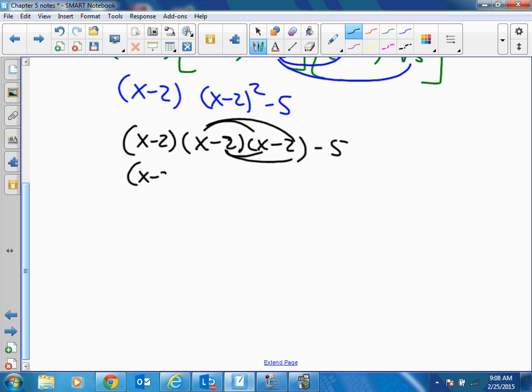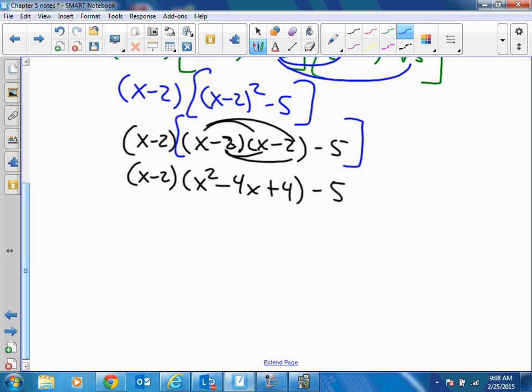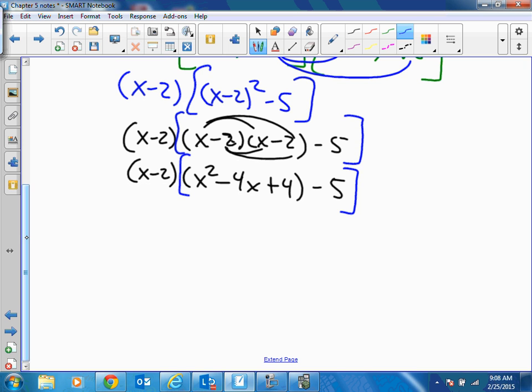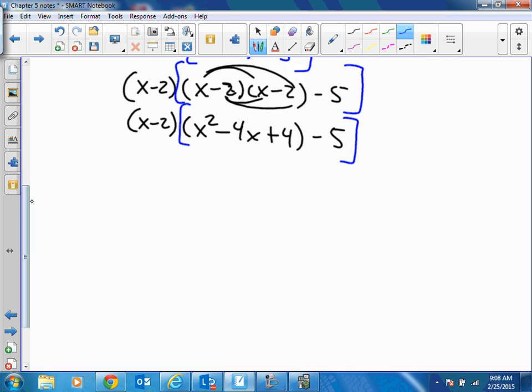So that would be, before that, we get x minus 2 times, that would be x squared, negative 2x would be negative 4x plus 4 minus 5, okay? Then you could check that. That should be included in that. Sorry about that. That should be included in that part right there. Okay, so then we can combine like terms with the x minus 2. So it'd be x minus 2, and then x squared minus 4x, 4 minus 5, and negative 1.